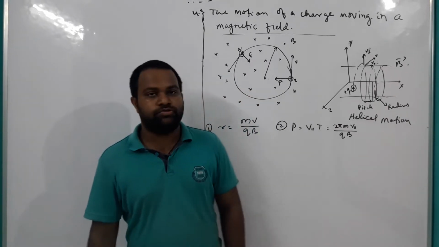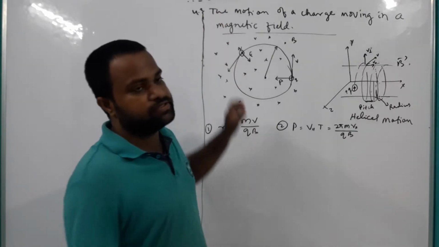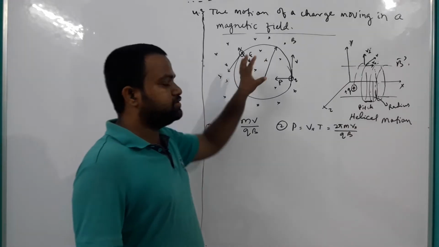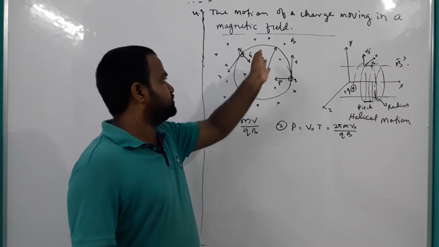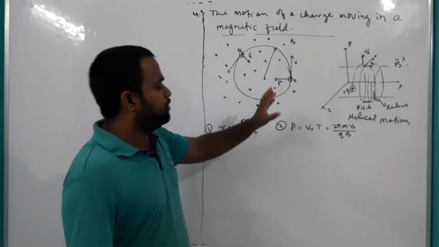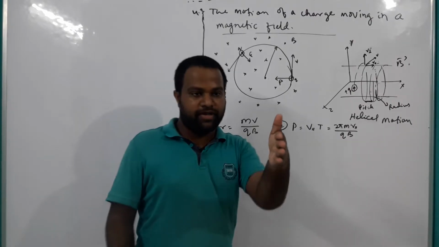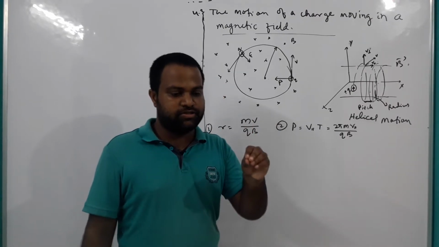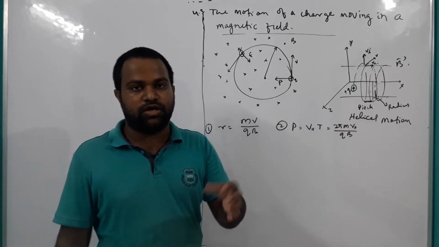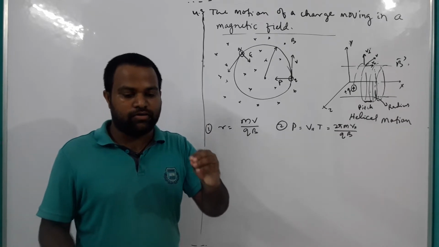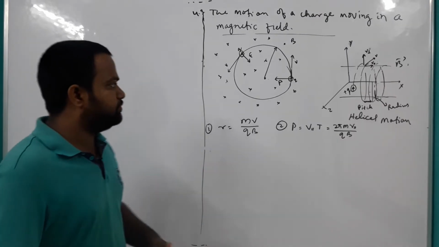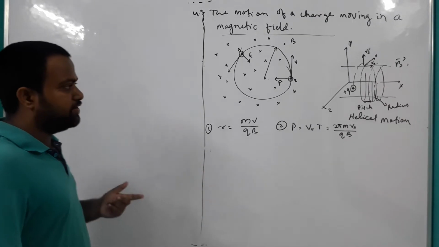Okay, so today we'll discuss an important topic, that is the motion of a charge moving in a magnetic field. So here in this case, the magnetic field is toward inside this board. So here, if suppose the magnetic field direction is in this direction, one charge is moving inside this magnetic field, then what will be the motion, how the particle will move inside the magnetic field.